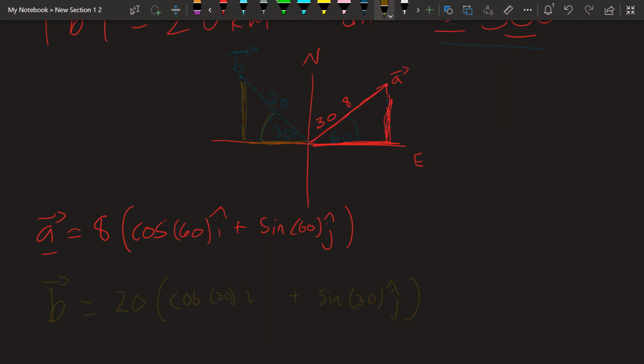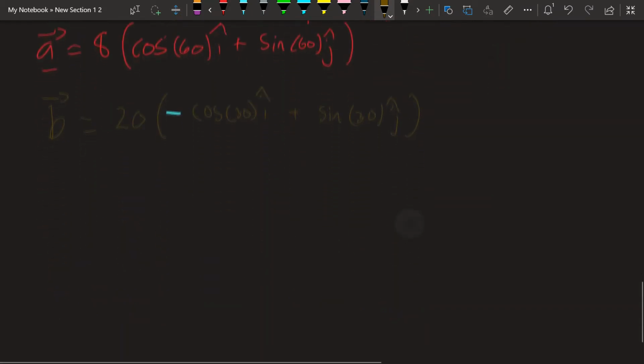But the thing is here, B is in the second quadrant, right? Here's the second quadrant, here's the third quadrant, here's the fourth quadrant, and here's the first quadrant, yeah? In the second quadrant, x is negative. Here's -1, here's -2, so on and so forth. So the x value is negative cosine 30i. So if I were to rewrite this as minus cosine 30i. And now we can do simple mathematics.